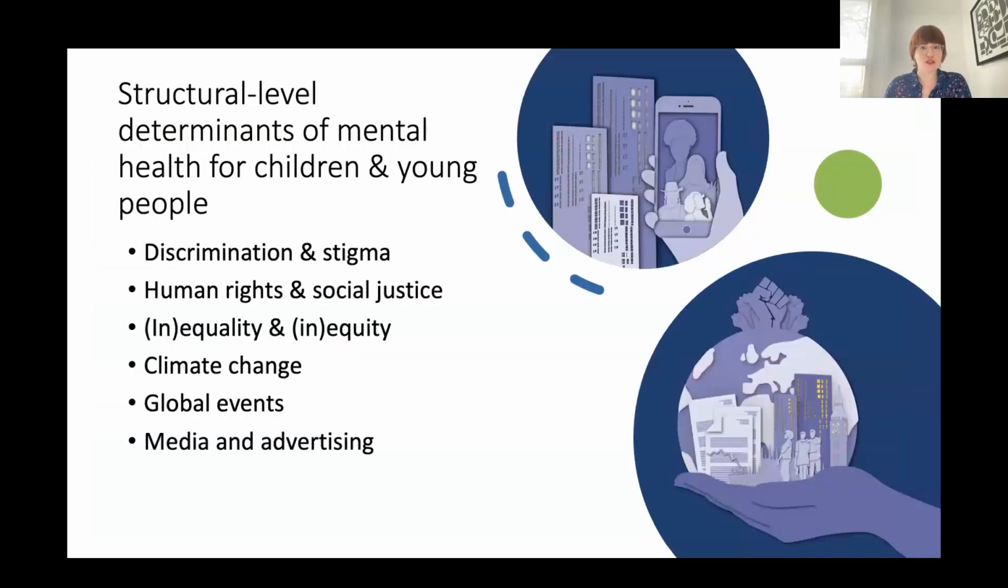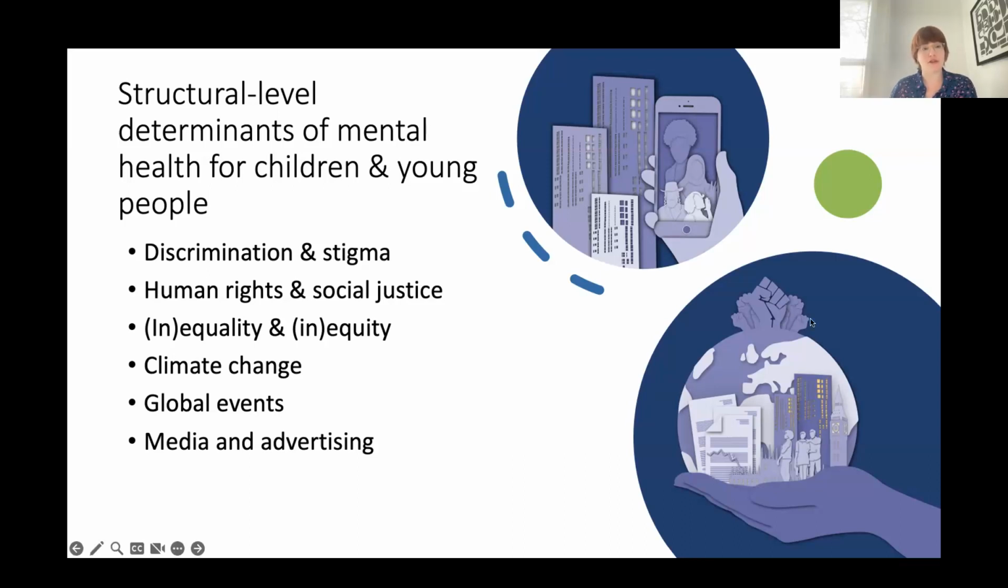The broadest level is the structural level. And here we wanted to make sure that we captured the very broad factors that underlie mental health. Some of the factors at the structural level are really well researched and there's a lot of evidence for. So for example, there's a huge body of literature around inequality and inequity and the long-lasting life course impact that can have on mental health.